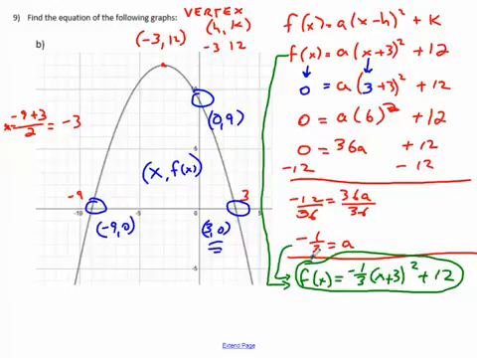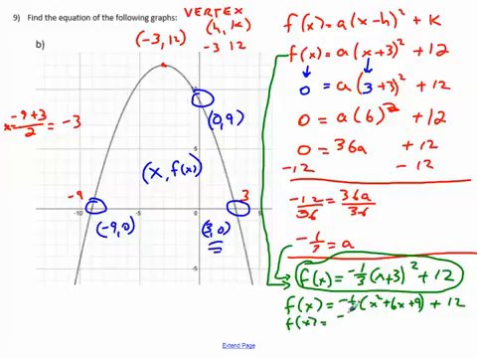F of x equals negative 1/3 times x plus 3 squared plus 12. First of all, you FOIL this out, and I would get f of x equals negative 1/3 times, if you FOIL that out, it becomes x squared plus 6x plus 9, and all I did was FOIL out the x plus 3 quantity squared, and I wrote it right there. Plus 12 still stays as plus 12. Distribute the negative 1/3, I get f of x equals negative 1/3 x squared minus 2x minus 3, and all I did was distribute that negative 1/3 to all the terms. Plus 12 still remains the same.